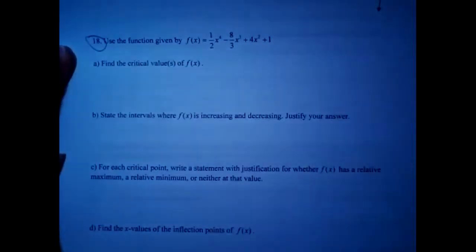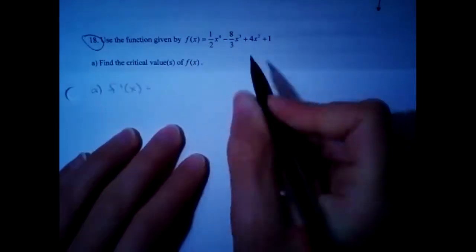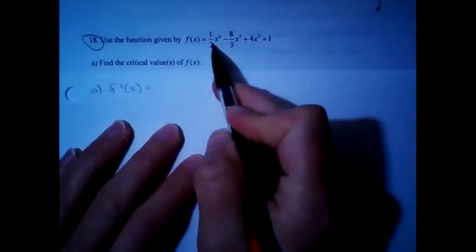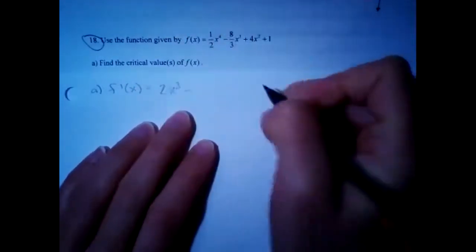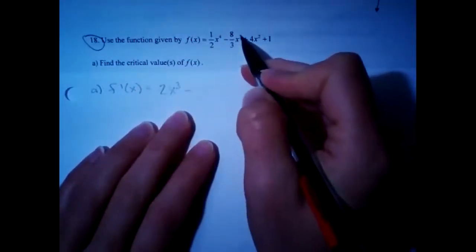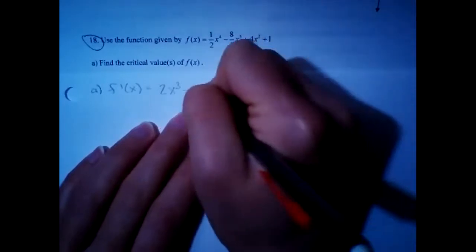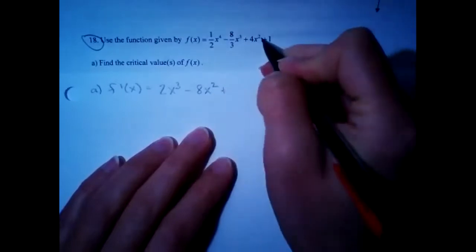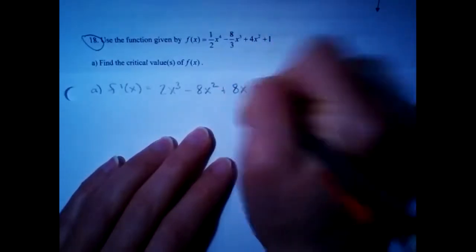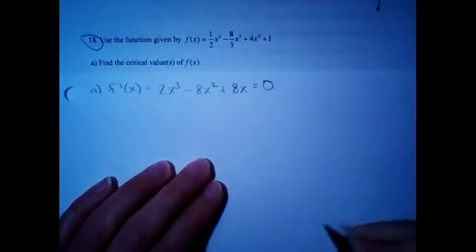All right, so this one, I'm going to lead you through the entire process. First derivative test, second derivative test. We're going to just do the whole thing. All right, so find the critical values. That is derivative equals 0. So if I bring down this 4, half of 4 would be 2. So 2x cubed minus, here if we bring down the 3's cancel. So minus 8x squared plus 8x. And then the 1 is a constant, so that's gone.